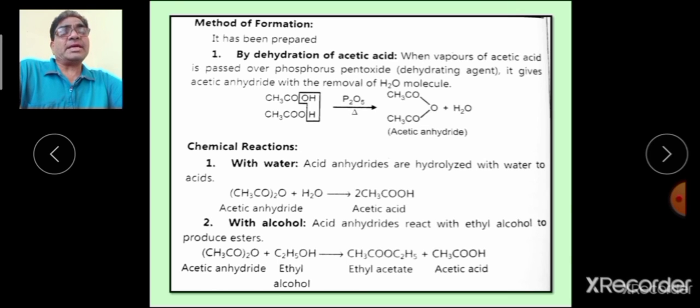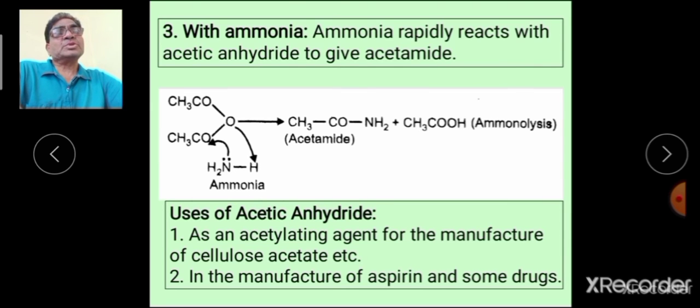The second reaction, with alcohol. When they react with ethyl alcohol they produce ester. Acetic anhydride reaction with ethanol gives ethyl acetate ester. With ammonia, it rapidly reacts to give acid amide. This is the ammonia reaction giving acid amide. The reaction is known as ammonolysis. The attack is shown here.